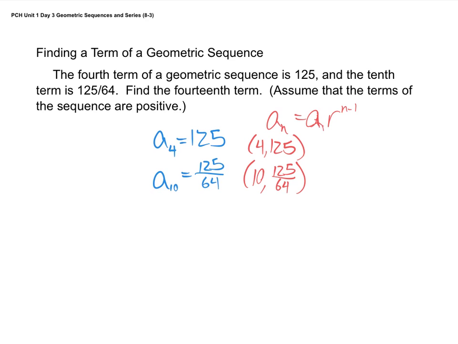Okay, so let's say we were to divide the 10th term, which is this, divided by the 4th term. Okay? What does that come out to?